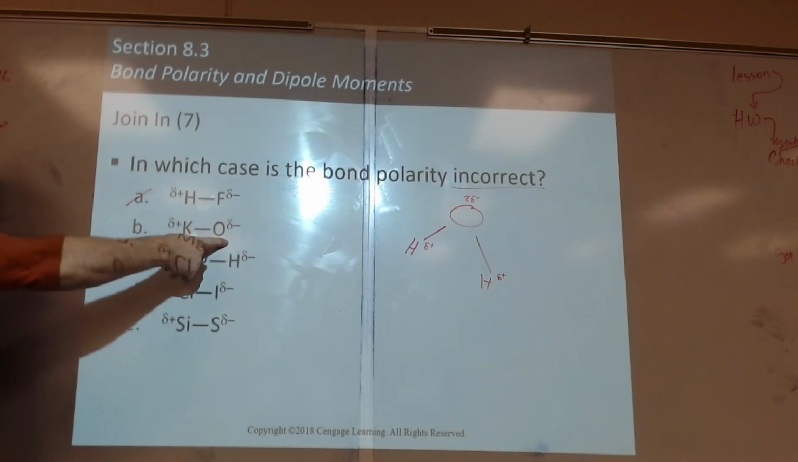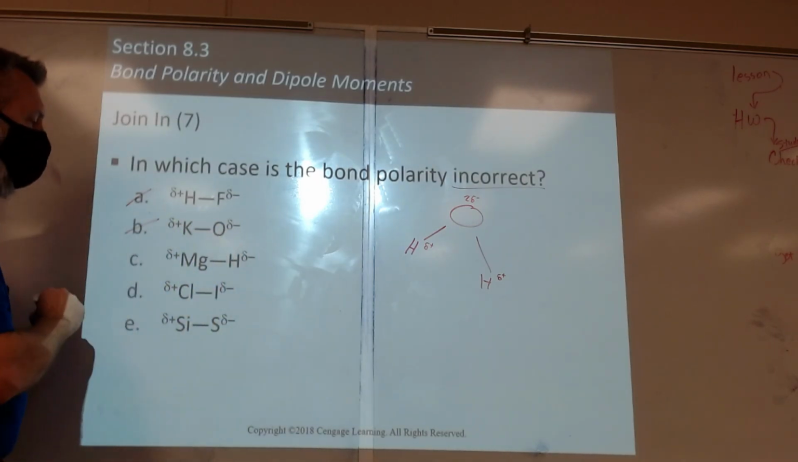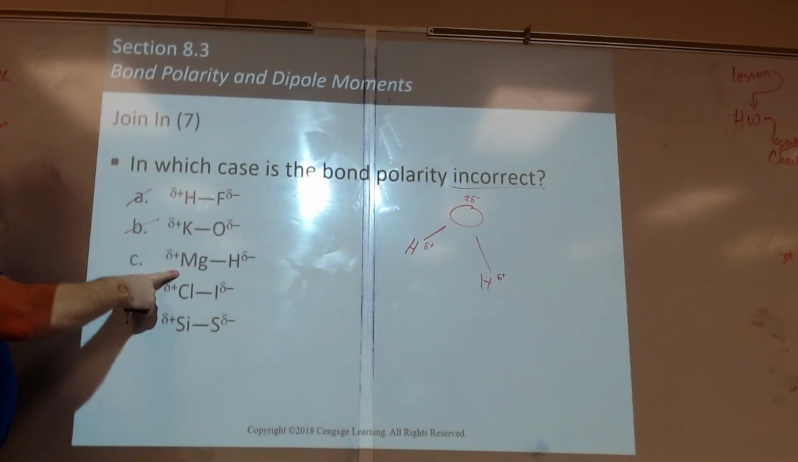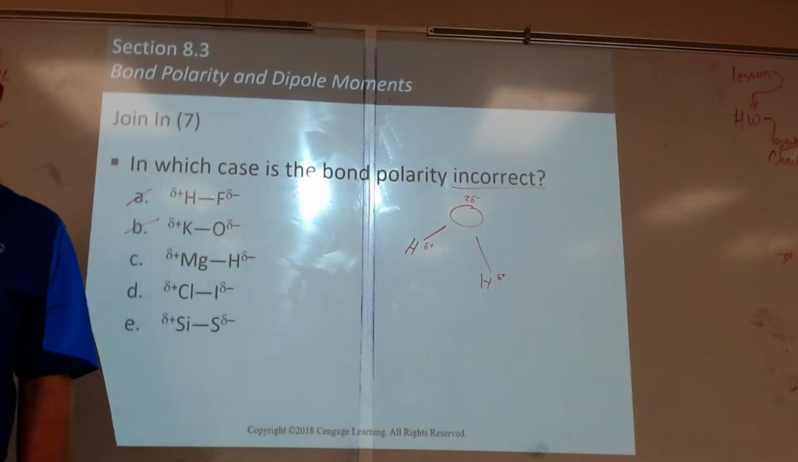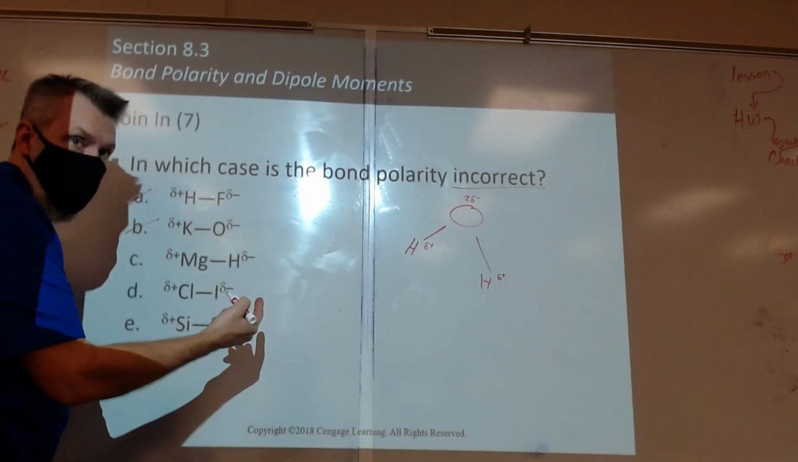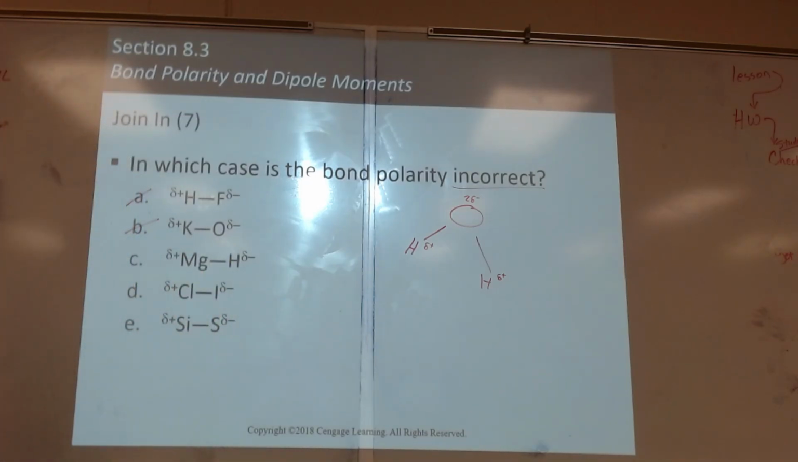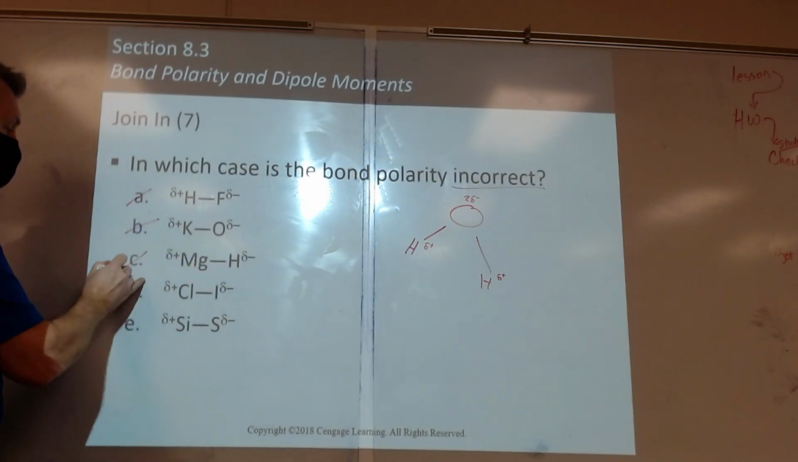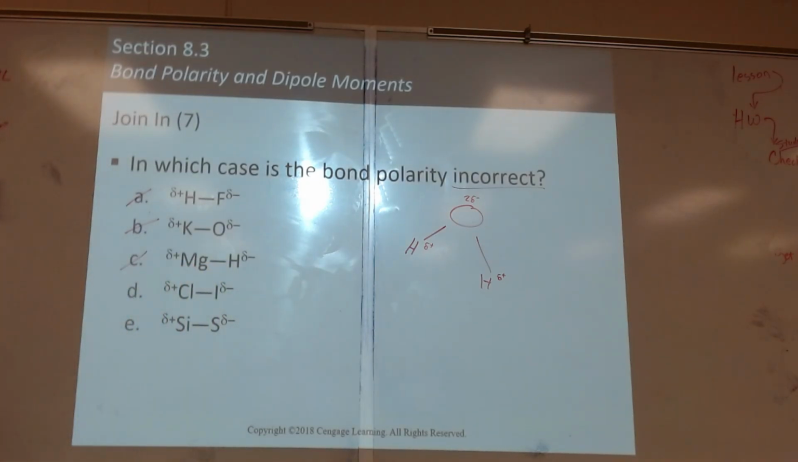Because potassium's a metal, oxygen's definitely going to be more electronegative, so that can't be right. What about this one? This one's kind of a weird one. Who's more electronegative between magnesium and hydrogen? Hydrogen's way more electronegative. So this is a situation where hydrogen actually takes an electron. We typically talk about hydrogen as being an electron donor, getting rid of an electron, but here hydrogen's actually going to take an electron. That's totally okay. What about D?